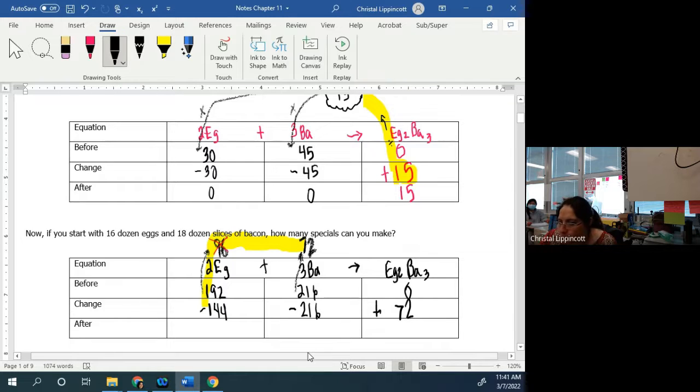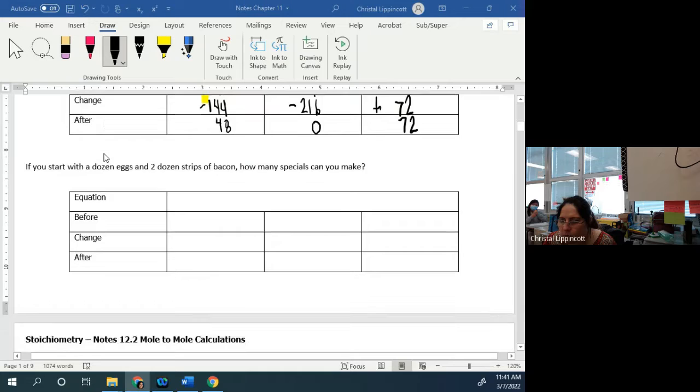Now we need to go through and figure out how much we've got left. So here, 192 minus 144 is 48. So I'd have 48 eggs left over. I wouldn't have any bacon left over, and I would have made 72 breakfast specials. All right, what questions do you have there? Anything there not making sense? Kind of how this works?